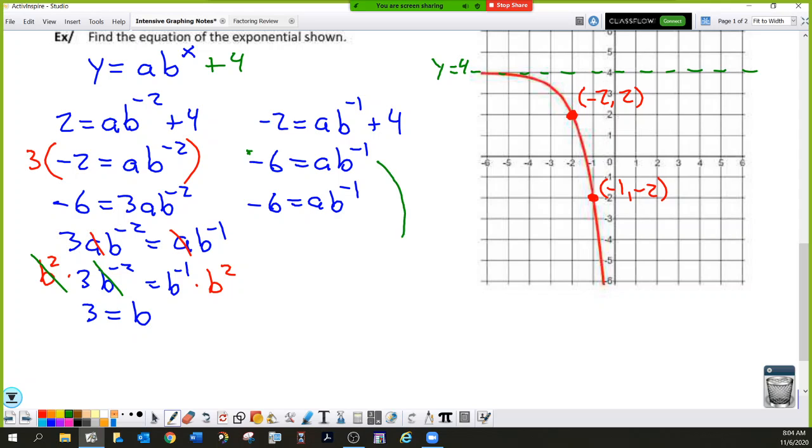So I'm coming down here, and I'm plugging in b equals 3. Negative 6 equals a times 3 to the negative 1. Again, I could turn this into a fraction and whatnot, or I could just get rid of that 3 to the negative 1 by multiplying both sides by 3 to the positive 1. Because when you multiply two numbers with the same base, you add their exponents. That's going to cancel the 3's on the right side. And on the left side, I get negative 18 equals a. And you're like, woot, a is negative 18.